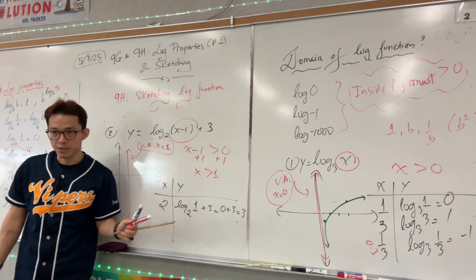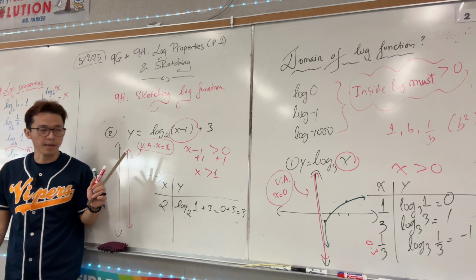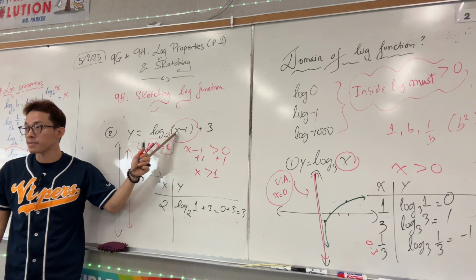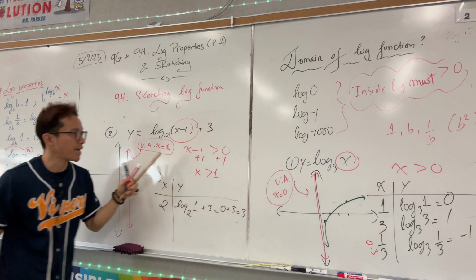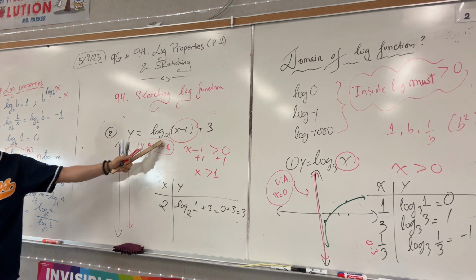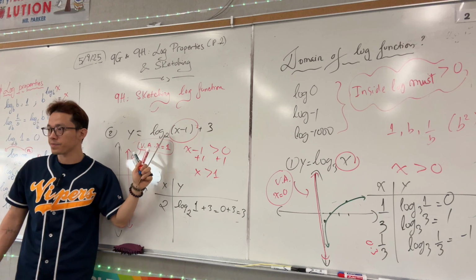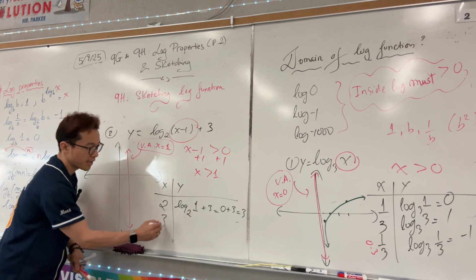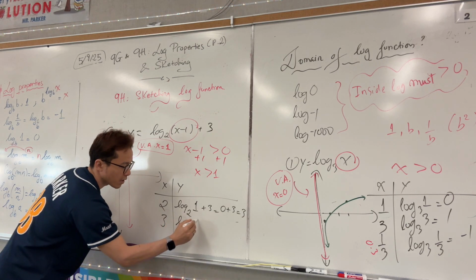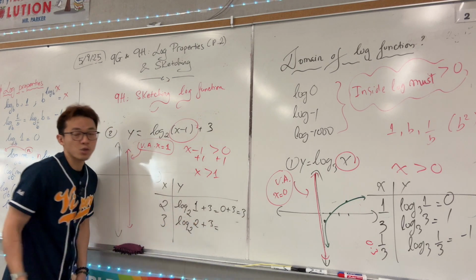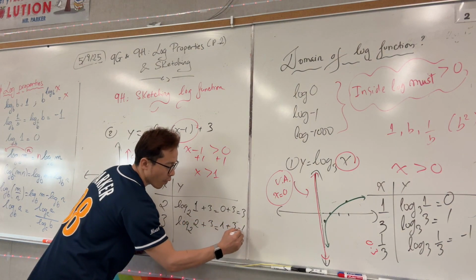Now, what's so good? What value of x makes the whole inside become b? But what is your base? Your base is 2. So what is the value of x so that the inside becomes 2? 3, right? 3 minus 1 is 2. So you're going to have log base 2 of 2 plus 3. Log base 2 of 2 is 1. 1 plus 3 is 4.